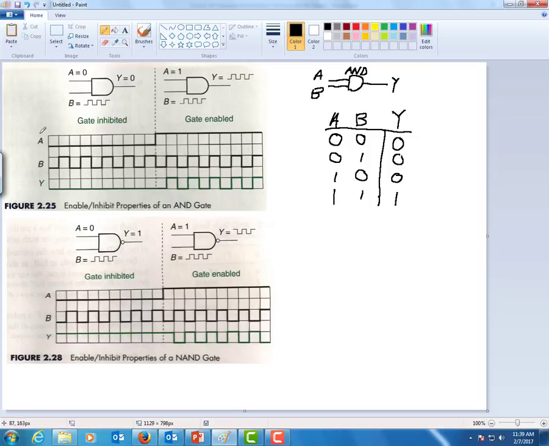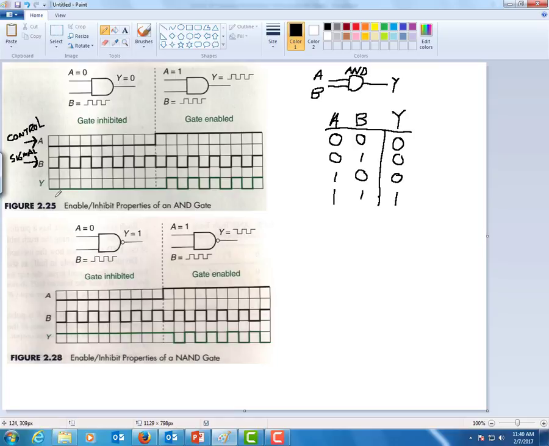Now if you look at this figure in the text, it's figure 2.25. This right here, that's going to be considered to be your control, right? Its control is going to be A. And this signal right here, B, that's going to be your signal. And obviously Y is your output. I'm not going to put output, it shows it right here, right?